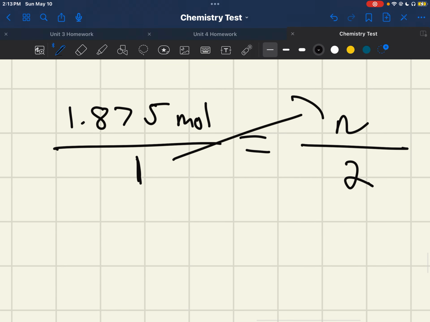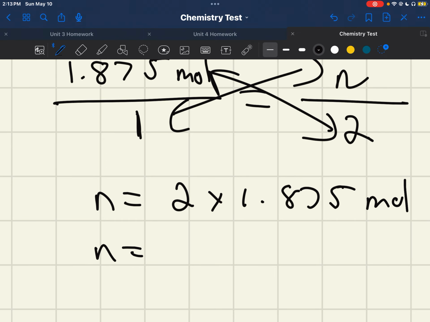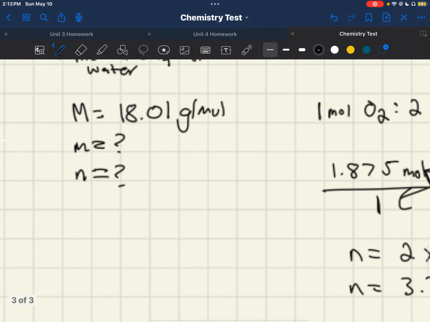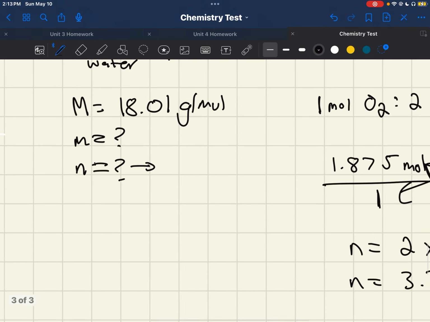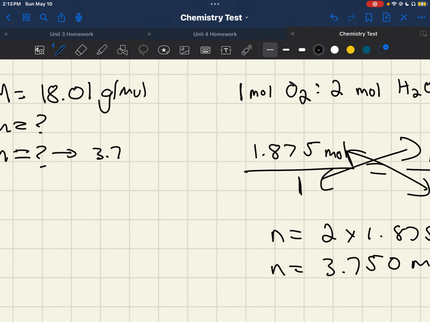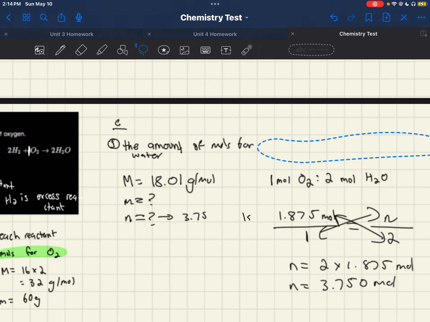But okay, if you do cross multiplication, it's just n equals 2 times 1.875 moles, and that gives you 3.750 moles. So the amount of moles that you have for water is going to be 3.750 moles.